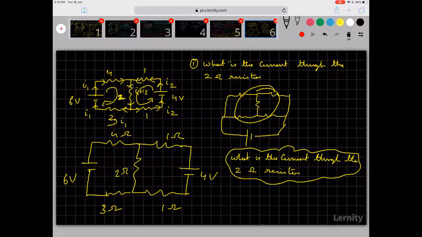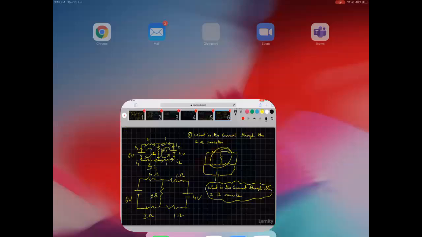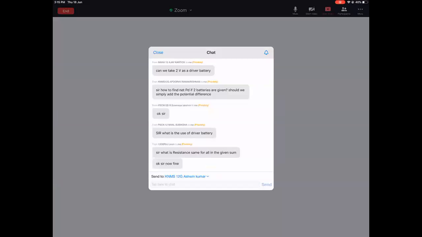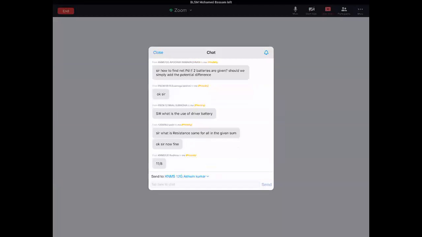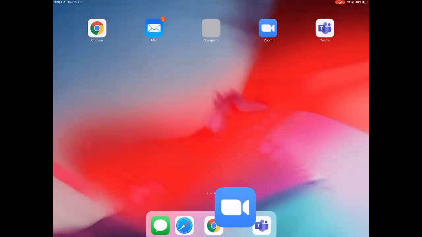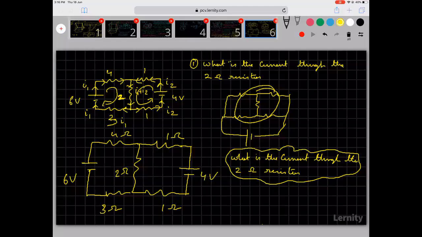Okay, first write down the question. There is nothing called a driver battery. A battery has to drive current, right? So if there are two batteries, you can say that this battery is powerful, so this will be the major current. Like that you can draw. So there's nothing called a driver battery.